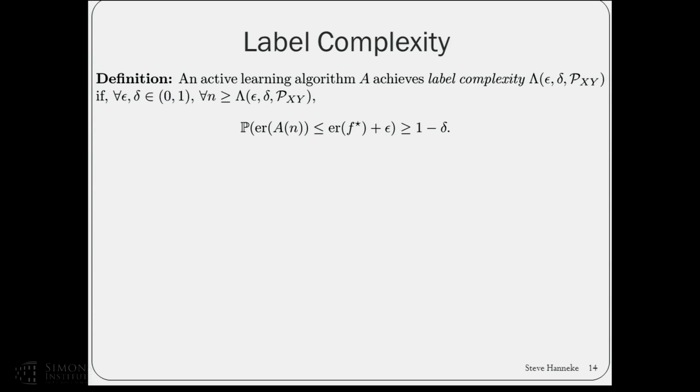So just to define label complexity now, it's a kind of a PAC style of definition. We say an active learning algorithm A achieves label complexity lambda, which takes epsilon, delta, and the distribution as arguments, if for any epsilon and delta, if you take the budget larger than lambda, then with high probability, 1 minus delta, the error rate that's achieved is at most the best possible error rate plus epsilon.